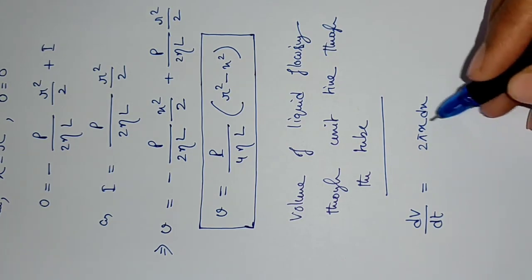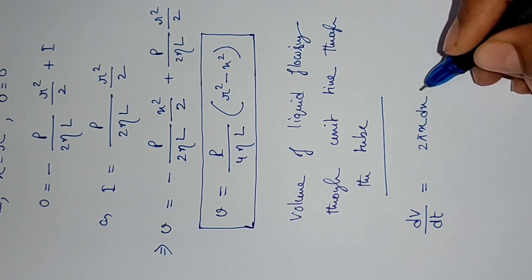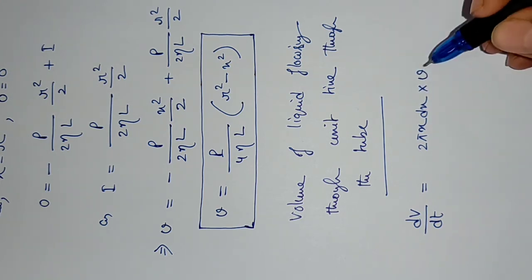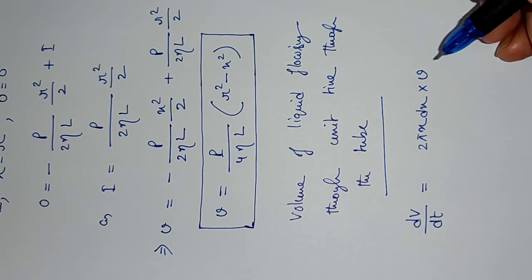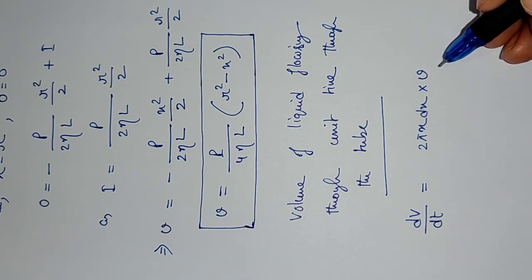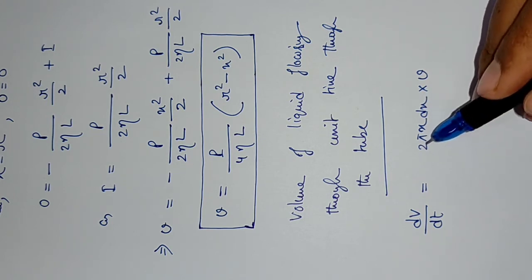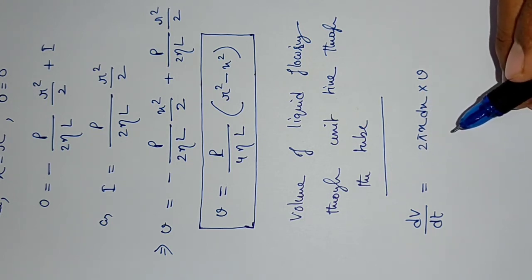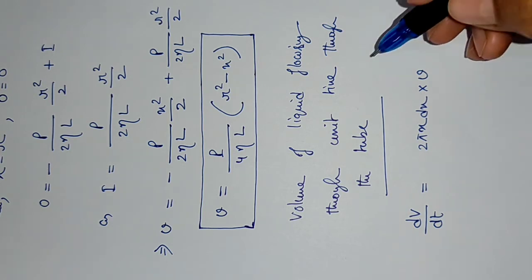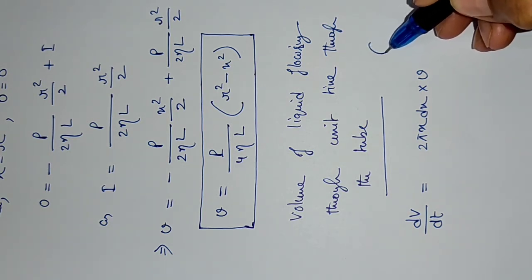Now when we multiply this area by velocity, what will happen? Velocity means distance travelled per unit time. So distance travelled multiplied by the concentric area will give us the volume. So this was the concentric area.